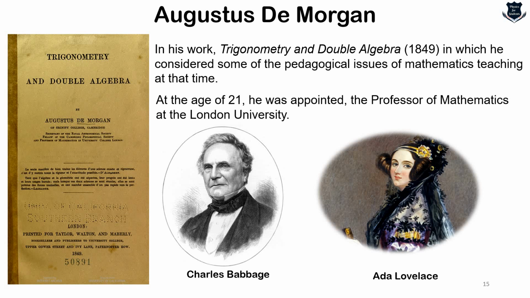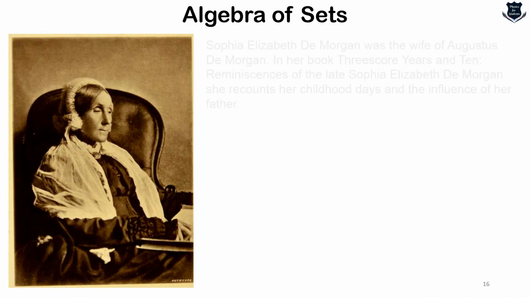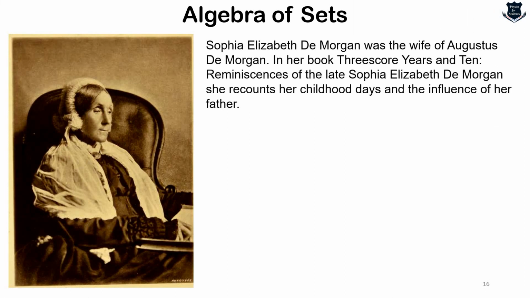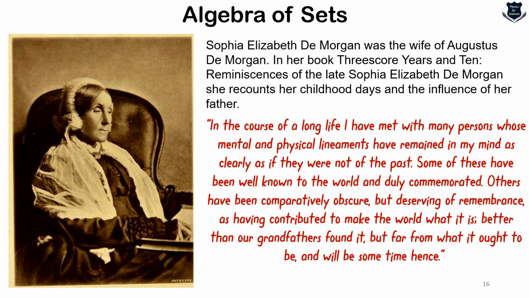As we know, Charles Babbage and Ada Lovelace both contributed initially to understanding the basic concepts of computer and computation. This was his wife, Sophia Elizabeth De Morgan. In her book, Memoir of Augustus De Morgan, with Selections from His Letters, she recounts her childhood days, and this is an excerpt from her writing.